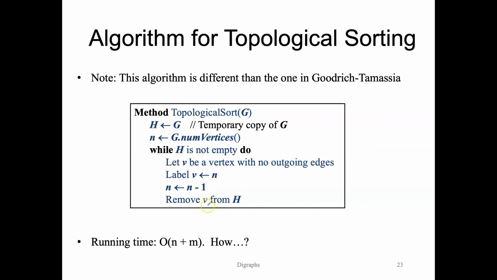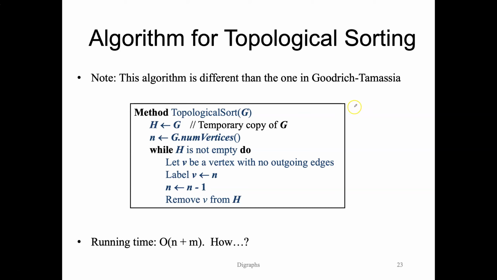And then just decrement a counter, and remove it from the graph. By removing this vertex, we maintain that the remaining graph is still directed and still has no cycles, because we only got rid of a vertex, which means that there is still a vertex that has no outgoing edges. So we can safely remove that vertex because it's not a prerequisite to anything else, and label that as occurring next to last in the topological order.